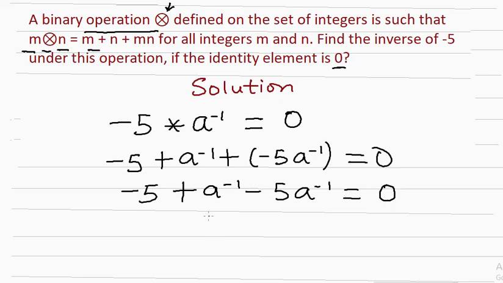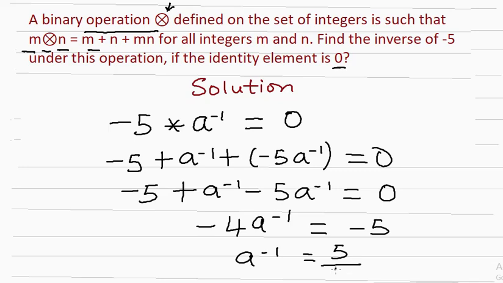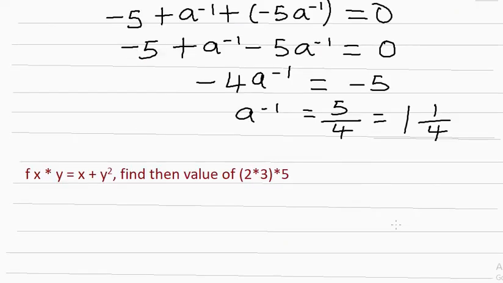Collecting like terms, plus a inverse minus 5a inverse, 1a inverse minus 5a inverse. That's going to give me minus 4a inverse equal to minus 5, so minus cancels minus. So a inverse is going to be equal to 5 over 4, which if we simplify, is 1 whole number 1 over 4. I hope that is well understood.